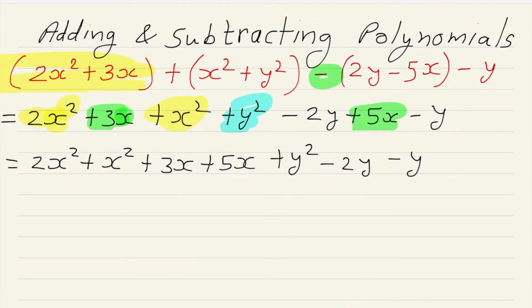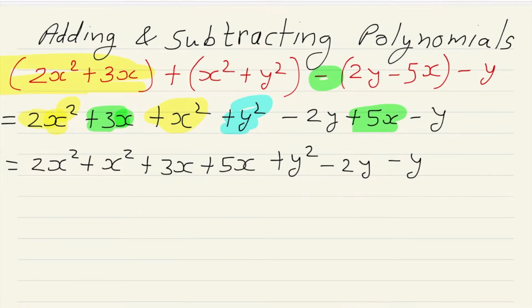Next, we are going to add and subtract the like terms. So the first one is x squared. We have 2x squared and then there is just 1x squared. So that's 2 plus 1. So that's 3x squared.